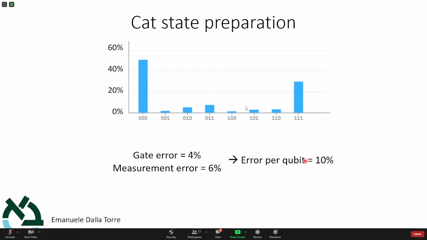So you get 10%. That would mean that if you want to run a protocol with, say, 3 qubits, like here, then you would get a 30% error. And this is consistent with what you see in this experiment. If you sum up all the errors, all the wrong answers, you get about 20, 30%. So this is a way to estimate how many gates you could put.